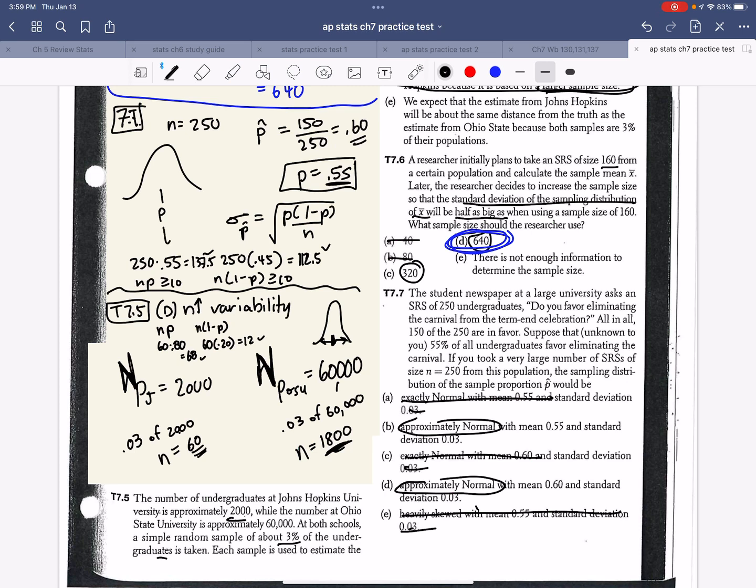And where would it be centered? It would be centered at this truth, not on my single sample. That's a single dot. It'd be on my proportion. So I'm looking for the answer at B, a mean of 0.55 and a standard deviation of 0.03. So where did that 0.03 come from? 0.03 comes from 0.55 times 0.45 divided by 250, take the square root. That's where that number comes from. Awesome. Check out the next video for the next page.